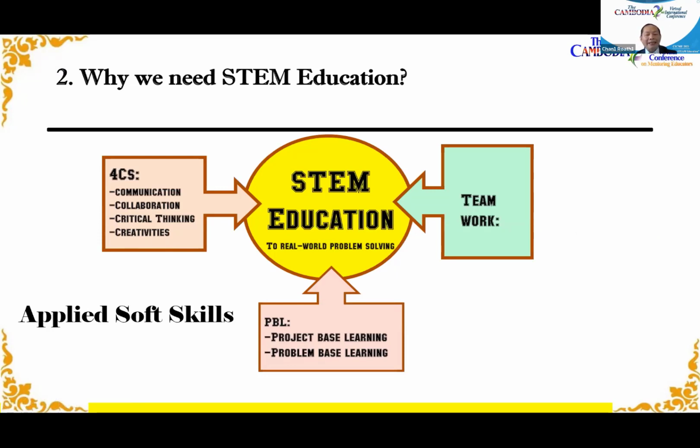Why do we need STEM education? Because we need to apply soft skills. STEM education leads to real-world problem solving. To solve real-world problems, we need to work as a team. And the team will apply the 4Cs: communication, collaboration, critical thinking, and creativity. All of these are applied as soft skills, and we will solve problems through project-based learning and problem-based learning. This is the STEM education that we need to do.